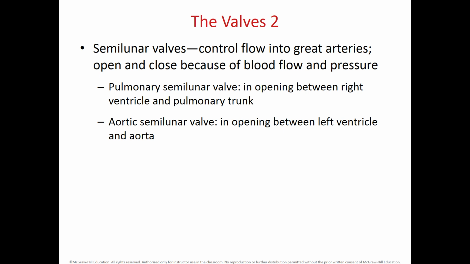At the base of the pulmonary trunk and the aorta, you have the semilunar valves that control the blood flow between the ventricles and the great arteries. These valves are called semilunar because they have cusps with a half moon shape. The right side will be called the pulmonary or pulmonic valve, and then the left side is called the aortic valve.